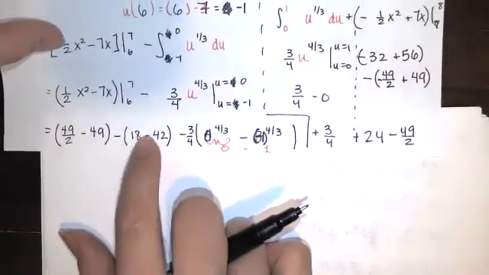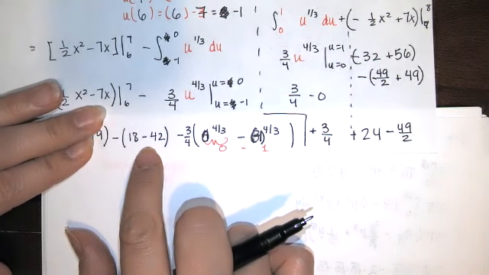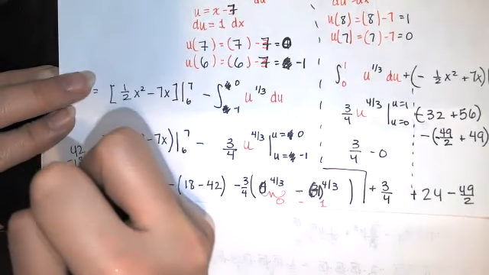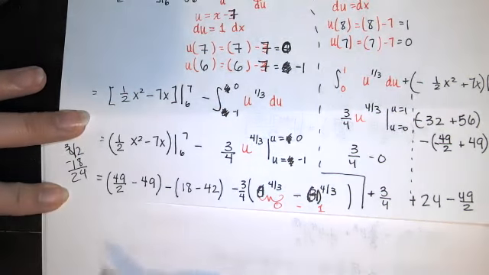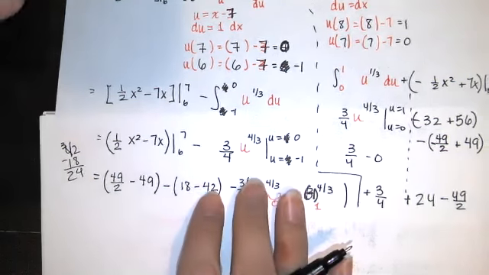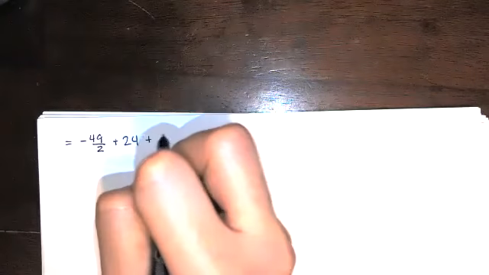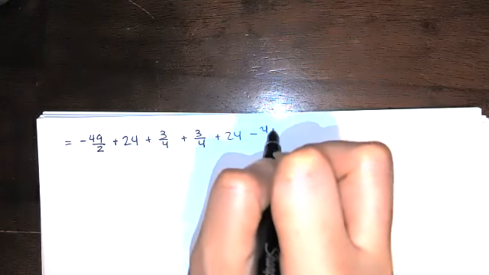And then we have where we're subtracting 18 from 42, or we're subtracting 42 from 18, excuse me. So we would do 42 minus 18. So that's going to give us a 24. And since this is larger, it's going to be a negative 24. So we're subtracting a negative 24. That means we're adding 24. And then here we have a negative 3/4 times a negative 1. So it's going to be a positive 3/4 plus another positive 3/4 plus the 24 minus the 49 over 2 from before.